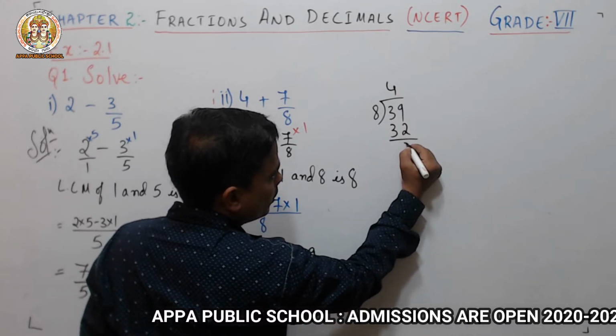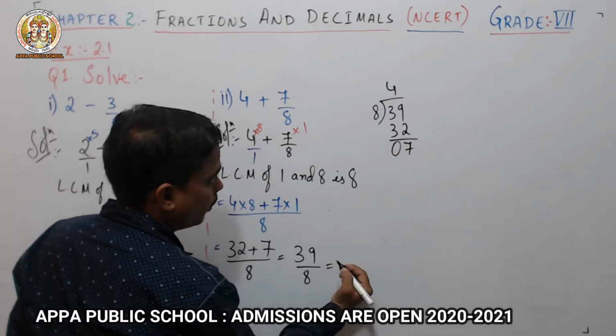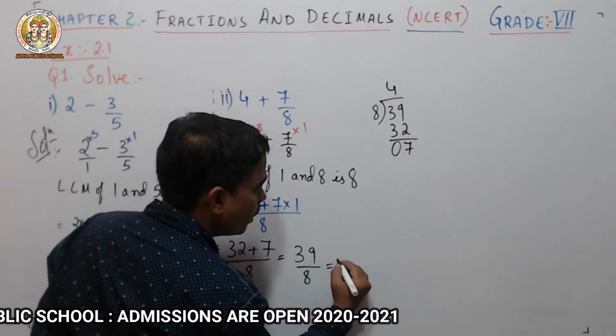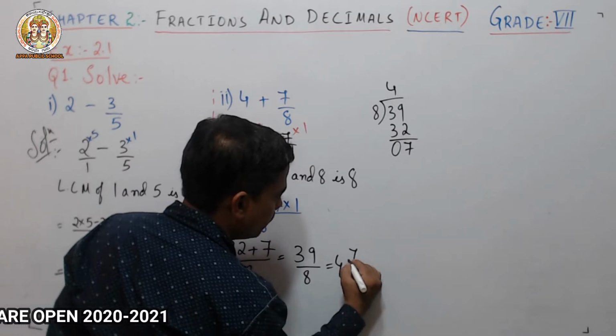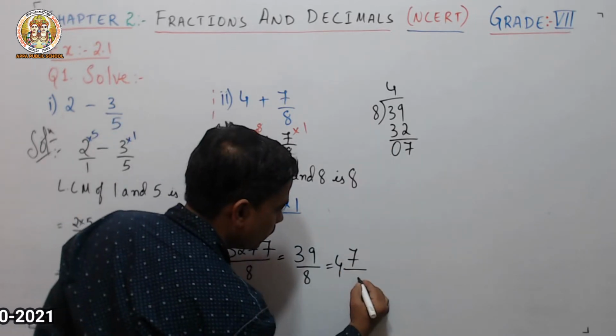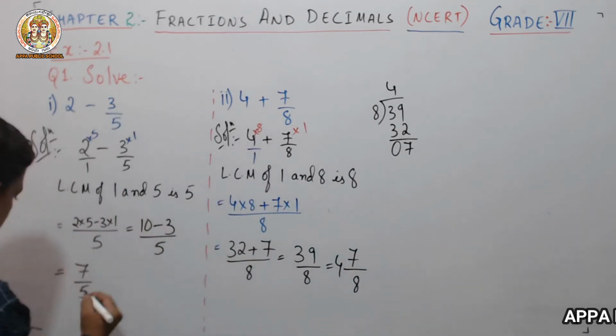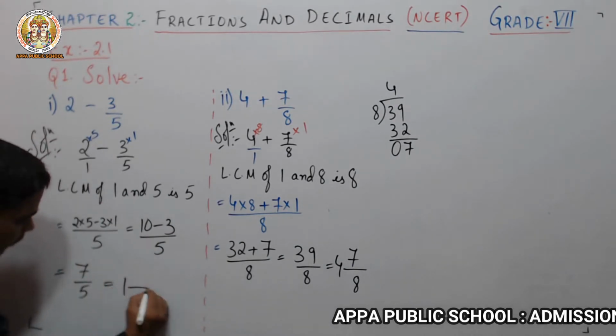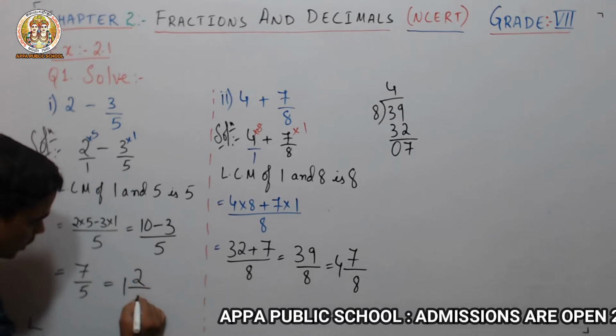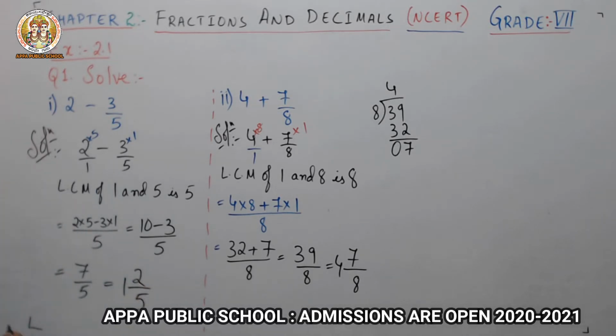9 minus 2 is 7, 0. So what I will do? I will keep this quotient here. The remainder I will keep here, and the divisor I will keep here. For this one also it is the same, that is 7 by 5: 5 1s are 5, the remainder is 2, divided by 5 as it is. Okay.